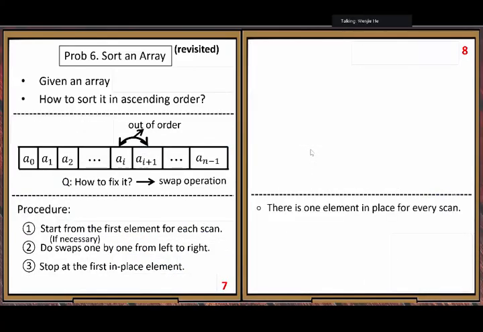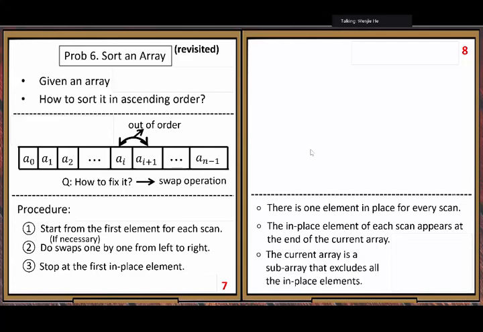So let's summarize it. There is at least one element in place for each scan, because you keep pushing the largest element. The in-place element of each scan appears at the end of the current array. That's the property: the current array is a subarray that excludes all the in-place elements. So that's the whole picture.